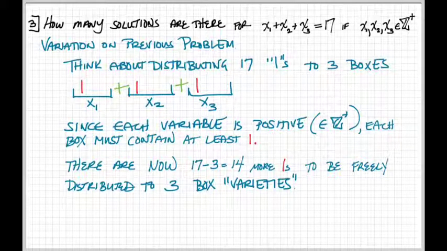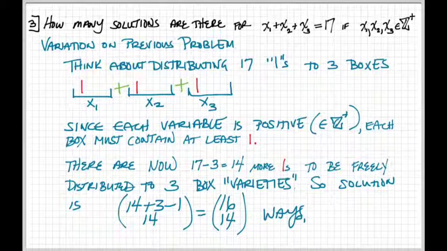So if we're going to distribute 14 ones to 3 boxes, you're going to take an arrangement of 14 ones and 2 pluses. So that's going to be 16 objects that are being arranged, and you select where the 14 ones go, and that gives you an answer of 16.